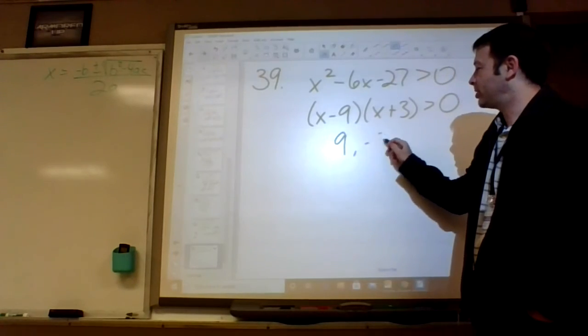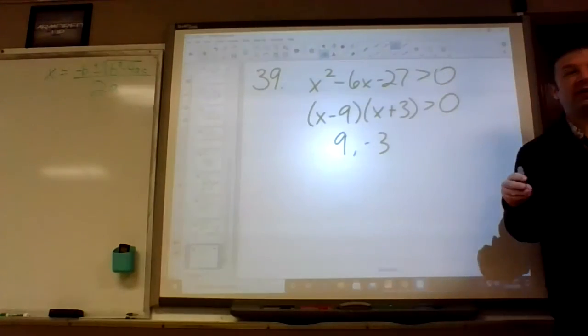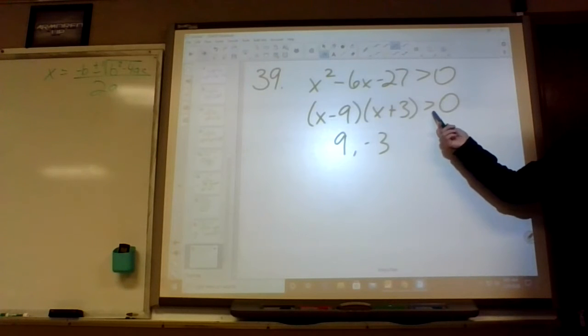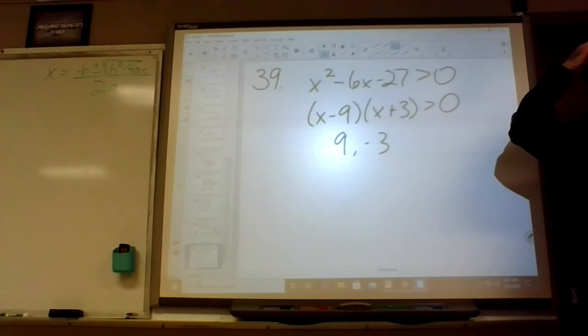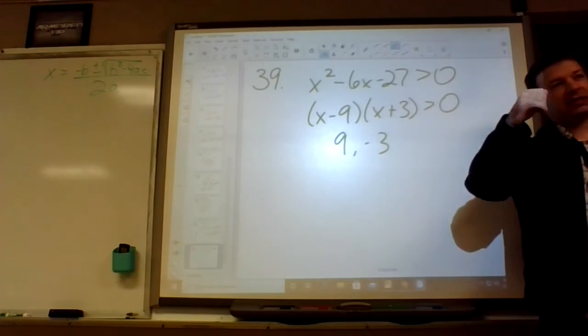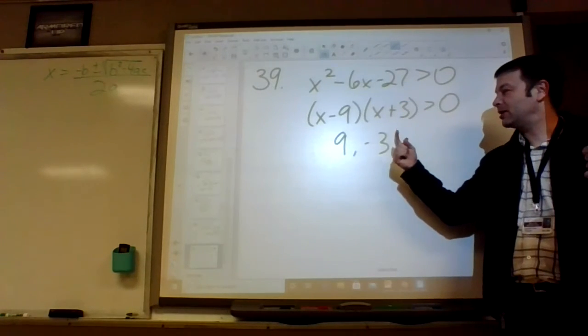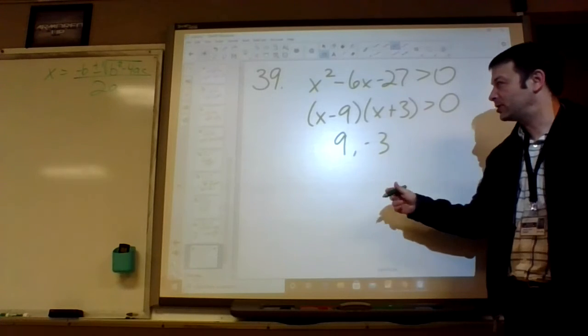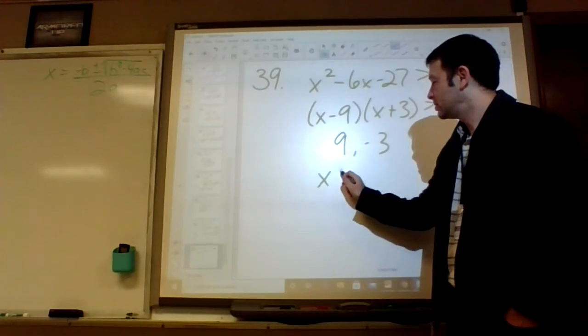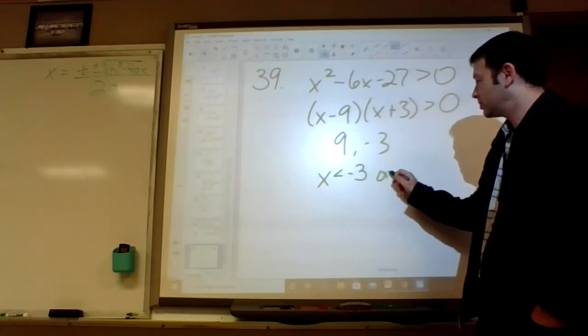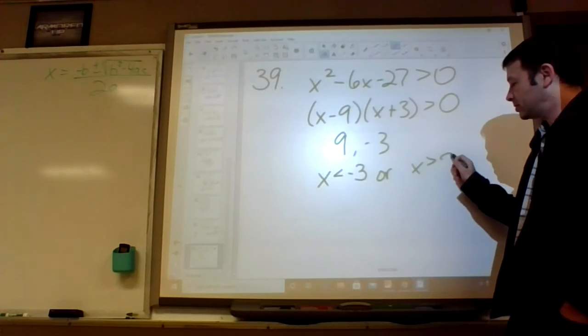Okay, yeah, this is the part I'm concerned about, that we will remember how this works. If it is greater than, how did we set that up yesterday? We set it going opposite from each other. 9 going right and negative 3 going left, outside the numbers. If it's a greater than, it's got to be smaller than the small one, or bigger than the big one.